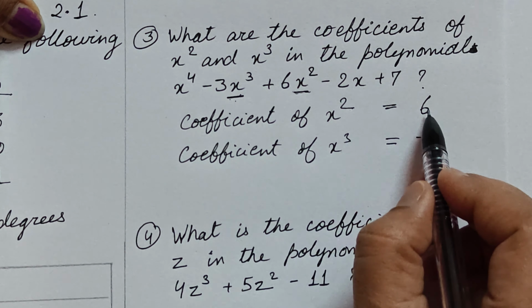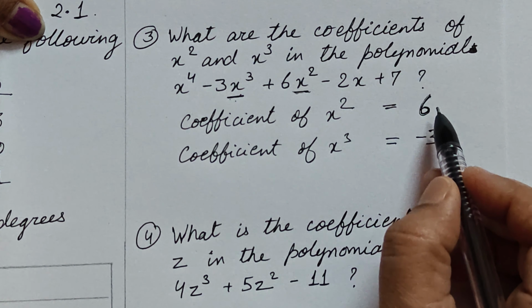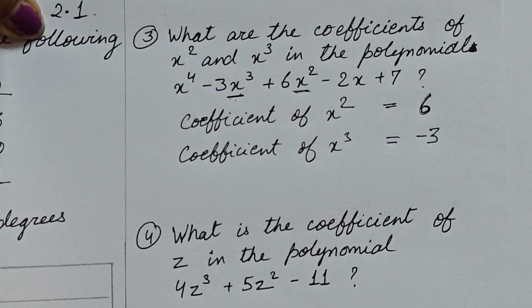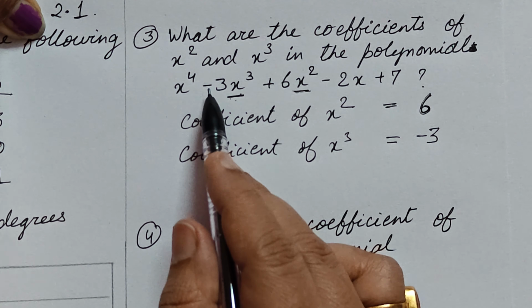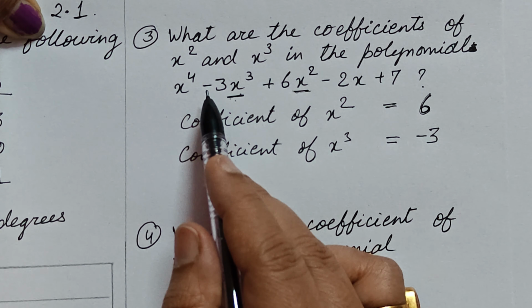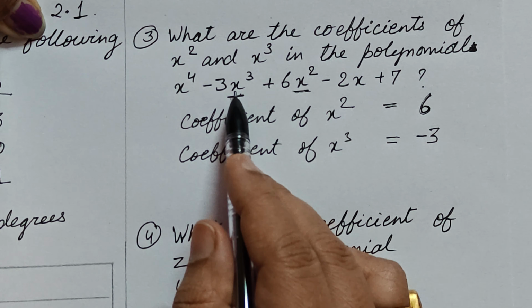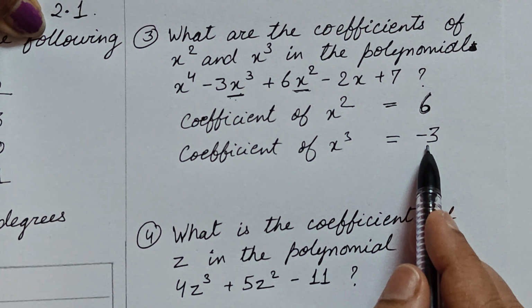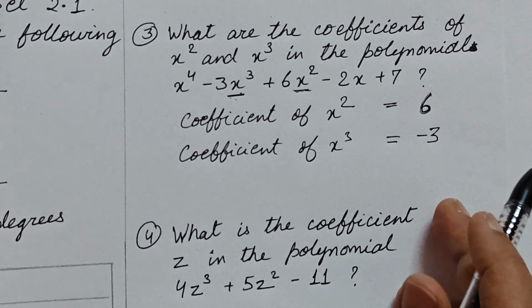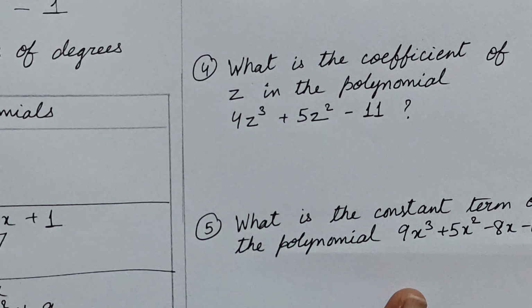Here the sign is plus. So if I write just 6, it means that the sign is positive. But in case of a negative sign, we have to write it compulsorily. That means the coefficient of x cube here, we have to write minus 3. Okay. Let us move to the next question, fourth question.